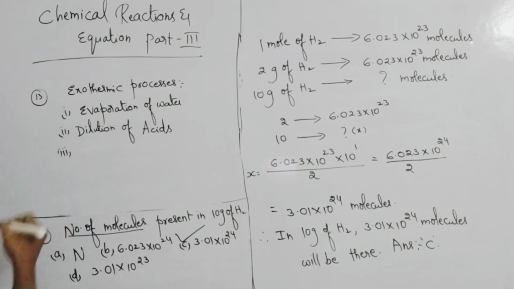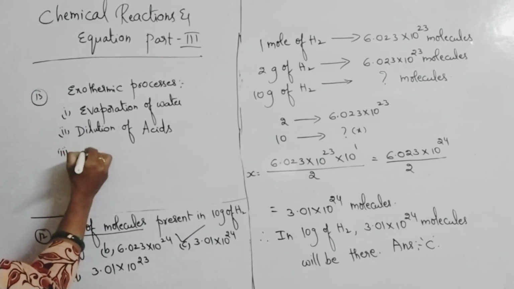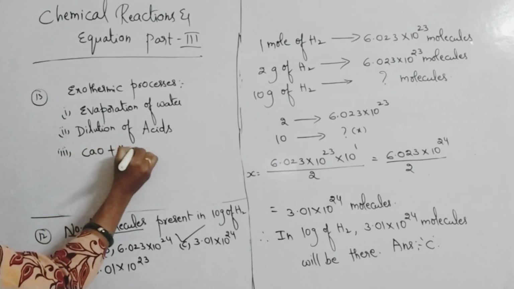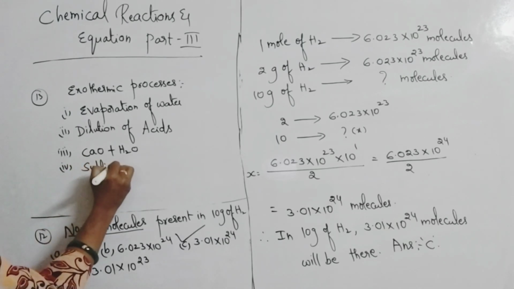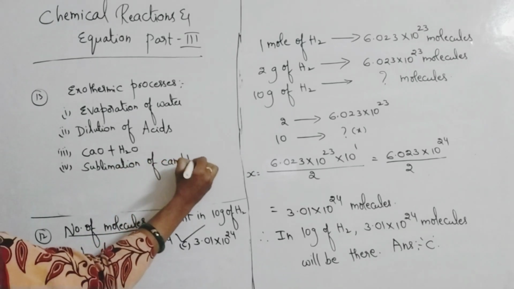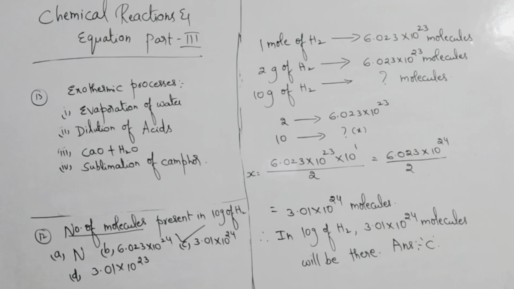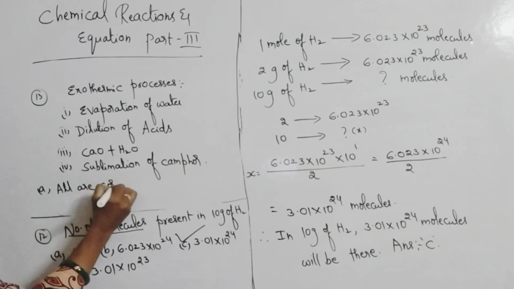And what is the third option? Reaction of water with quicklime, that is CaO plus H2O. And option 4 is sublimation of camphor. So what is the correct answer in this? Options are given: all are correct, or option B, all are incorrect.